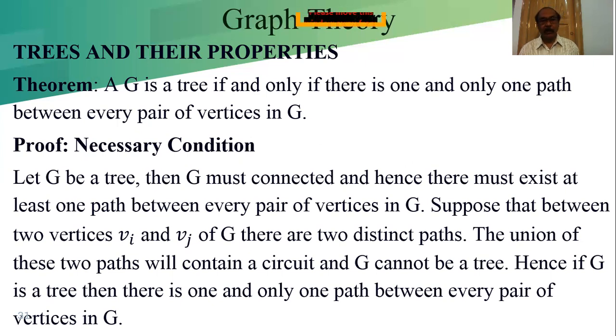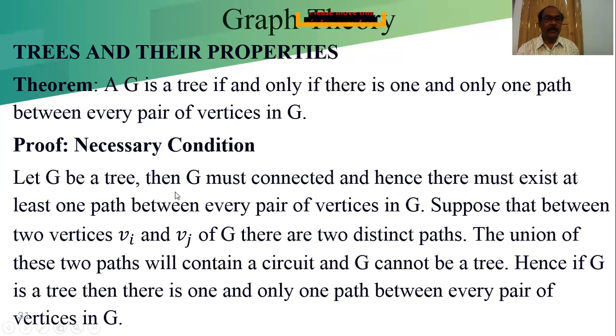From the only one path, we have to prove it is a connected graph and there is no circuit. Another way, we have to consider it is a tree and show that there is no circuit. Let G be a tree. In this case, we are considering, let G be a tree, the necessary condition. We know the definition of a tree: a connected graph without circuit.